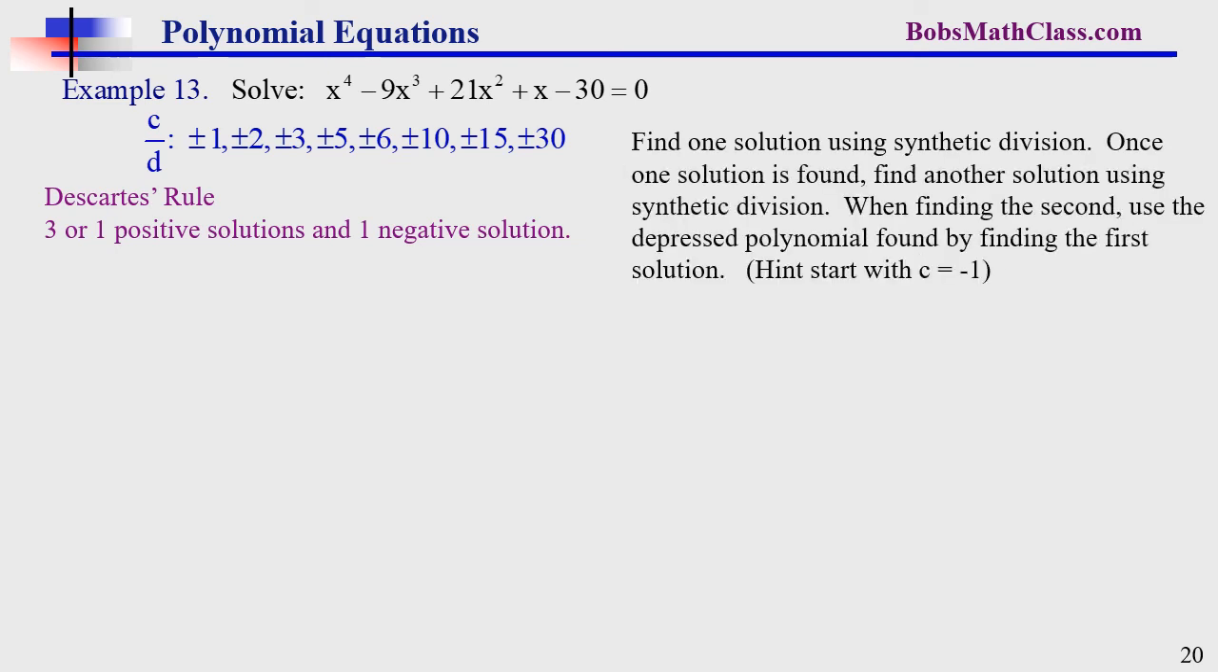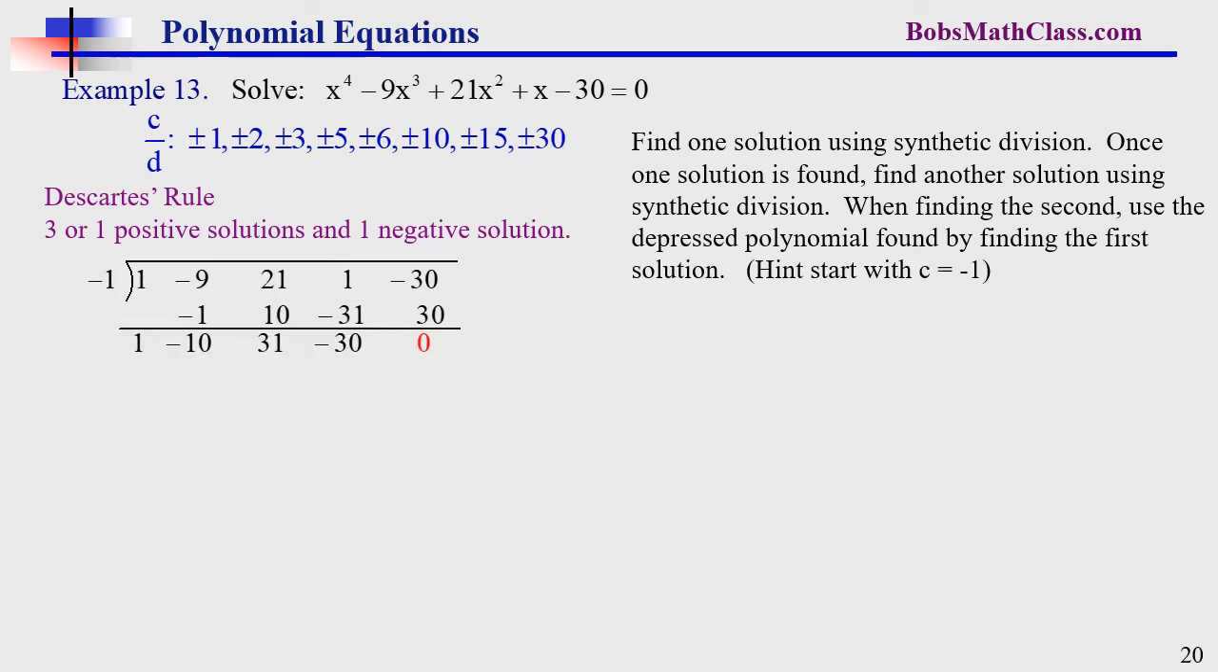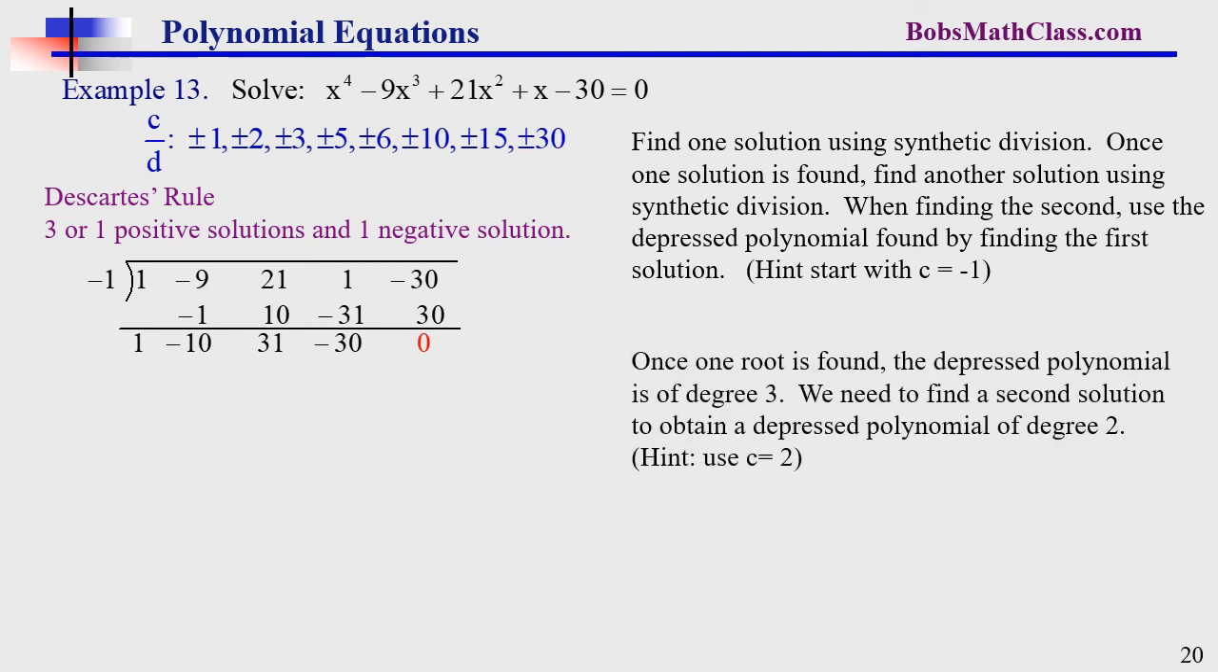So let's start with c equals -1. I guess that's the one my calculator came up with first, so I said, let's try that one. But if you plug in your calculator and you get another one first, you could try that one first. It doesn't really matter. Okay, so now use that, the 1, -10, 31. So don't go back to the original polynomial. You use the depressed polynomial that we obtained after we found the first solution. So now we use the 1, -10, 31, -30, and then we're going to try 2 this time.